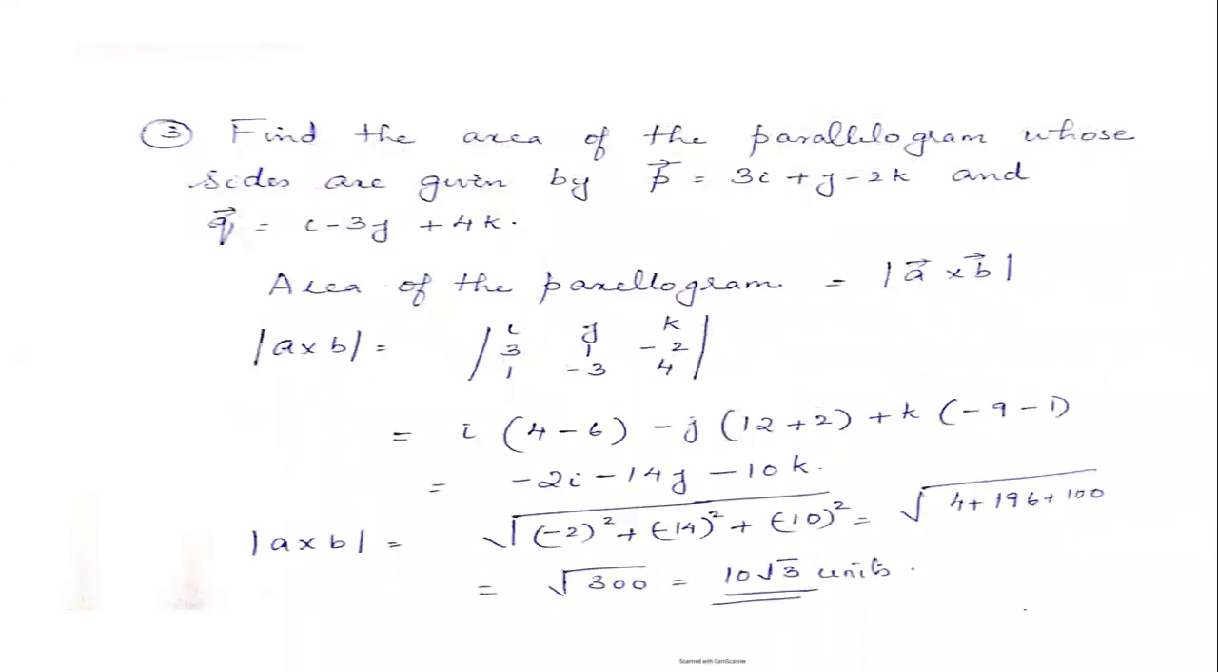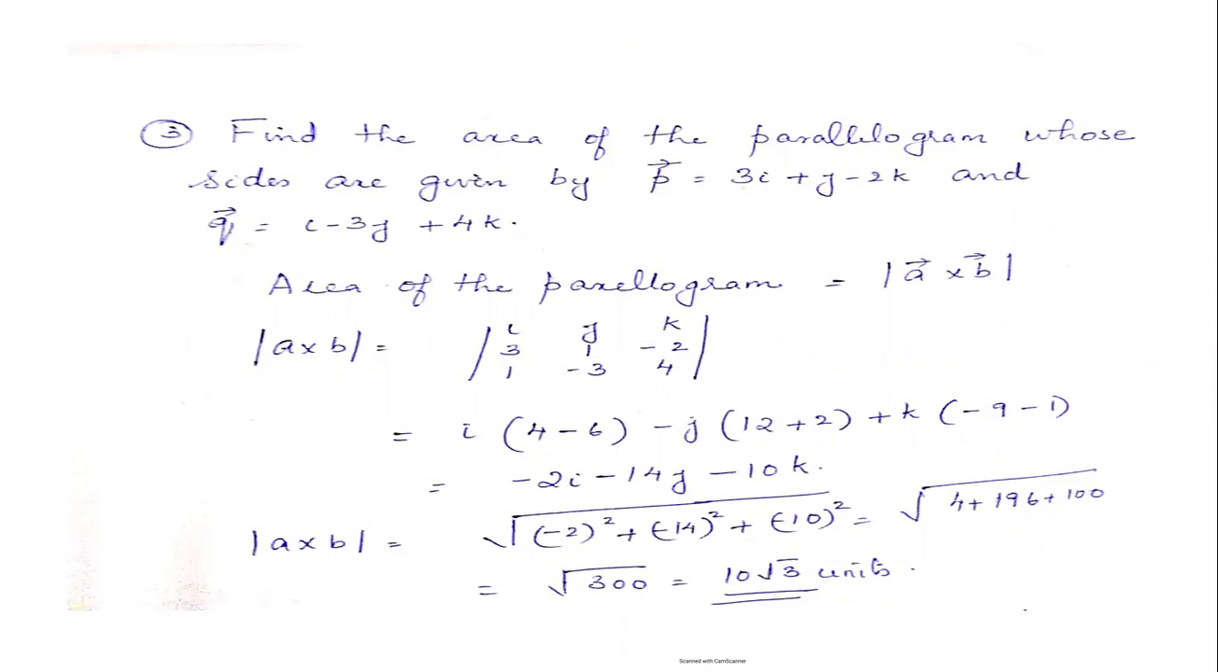Third question, find the area of the parallelogram whose sides are given by P equal to 3i plus j minus 2k and Q equal to i minus 3j plus 4k. So the area of the parallelogram can be found out by the modulus of A cross B. So first we find what is A cross B.